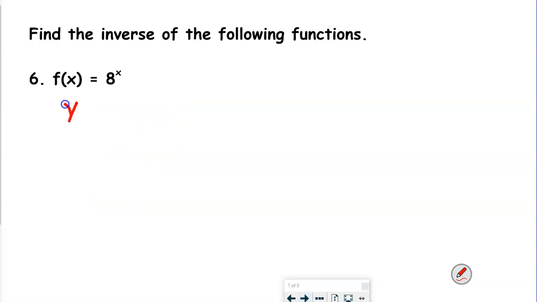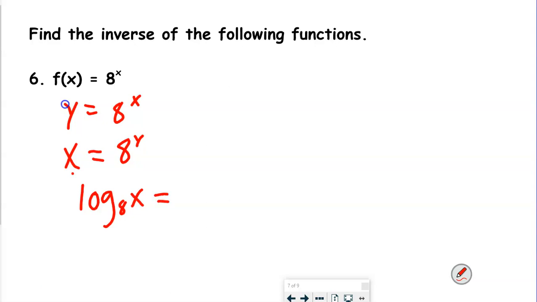Okay, again, y equals 8 to the x power. x equals 8 to the y power. Our base is our base, so it's log base 8 of what's over here, x, that equals y.